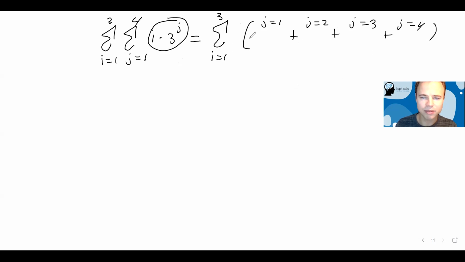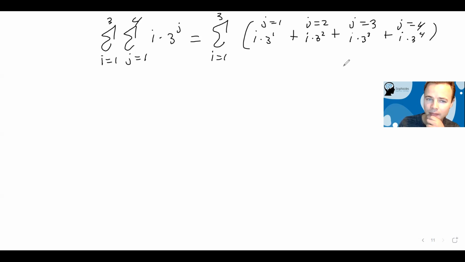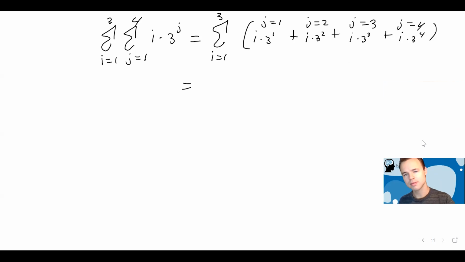Then you look at the expression. Here you will get j of 1, so i times 3 with the power of 1, i times 3 with the power of 2, i times 3 with the power of 3. And here you get i times 3 with the power of 4. Does this first step make sense to you guys? Yes? Then we're going to simplify it. So you always start by working out the summation or the product operator on the right.